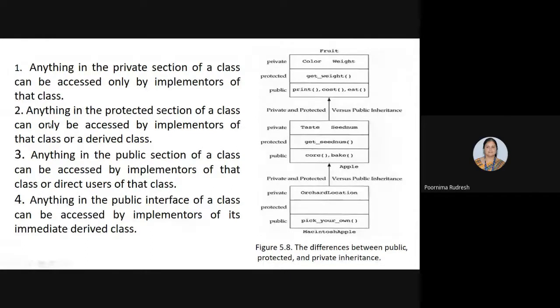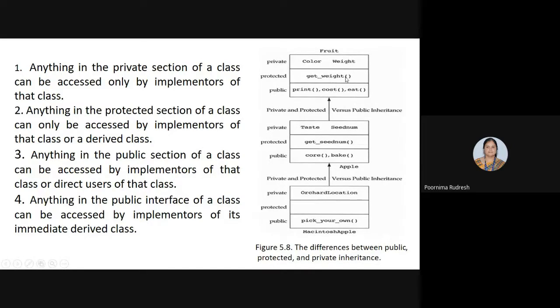Okay, next we'll see the second point. Anything in the protected section of a class can only be accessed by implementers of that class or the derived class. See the second point. Anything in the protected section of a class can only be accessed by the implementers of that class or the derived class. Now we'll see what things are declared in the protected area of the class.